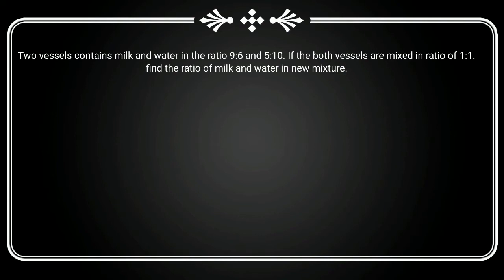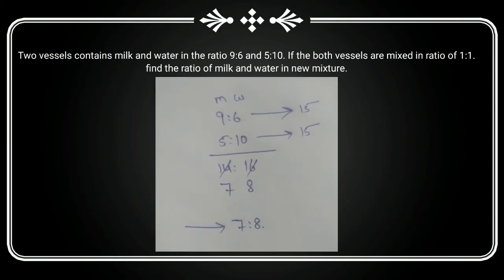Now we will see the next question. Two vessels contain milk and water in the ratio of 9:6 and 5:10. If both vessels are mixed in the ratio of 1:1, find the ratio of milk and water in the new mixture. Now we will see the answer for this question.